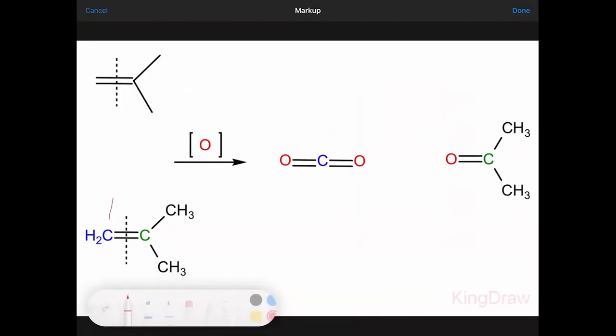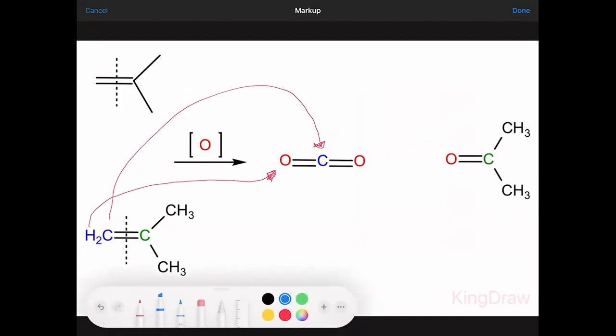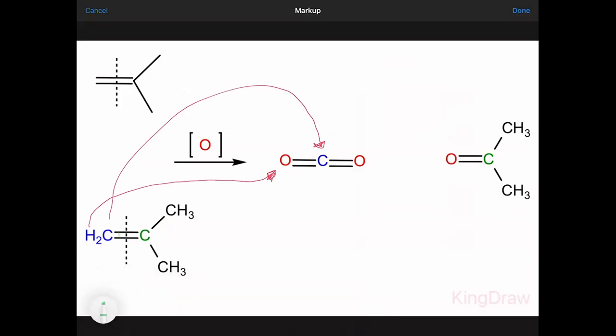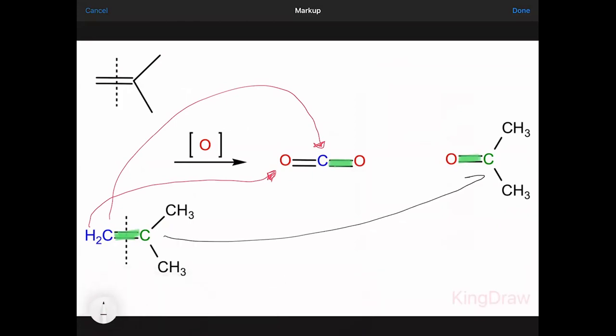Cool. So the blue carbon stays the blue carbon. Cool. And these H2s over here became that O over there. Cool. The double bond stayed the double bond, so the double bond didn't change. So this double bond here in the middle is still that double bond there and that double bond there. And then you'll see that this carbon over here becomes that carbon over there.